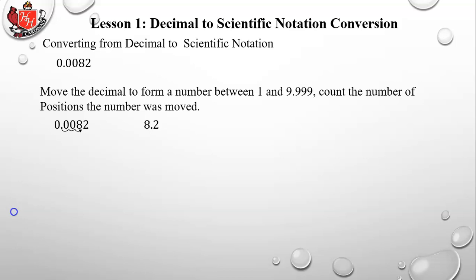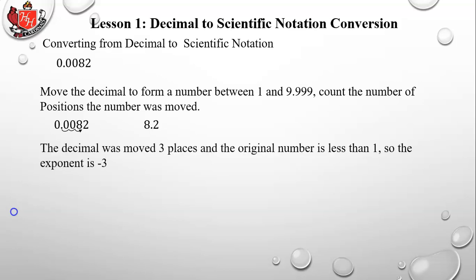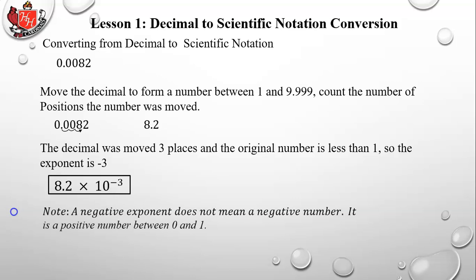So that's 3 positions. The decimal was moved 3 places, and the original number is a number less than 1. So that means the exponent is going to be a negative 3. So the scientific notation would be 8.2 times 10 to the minus 3. So note, a negative exponent does not mean a negative number. It is a positive number between 0 and 1.